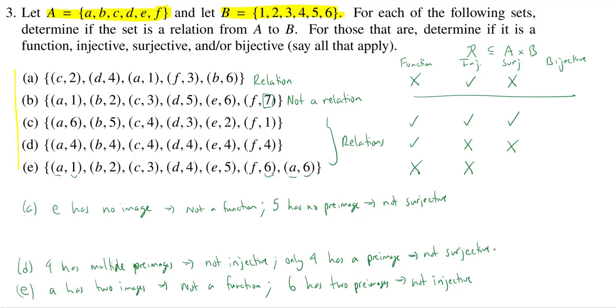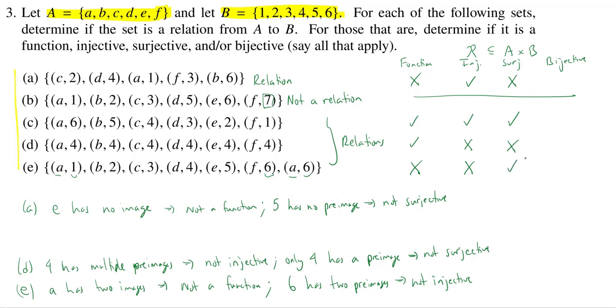Okay, how about E? 1, 2, 3, 4, 5, 6, 6. Hey, 6 showed up twice, but we don't care because surjective only asks you for everything to show up at least once. It doesn't care if it shows up more than once, and everything did. 1, 2, 3, 4, 5, 6. So we do get surjectivity here.